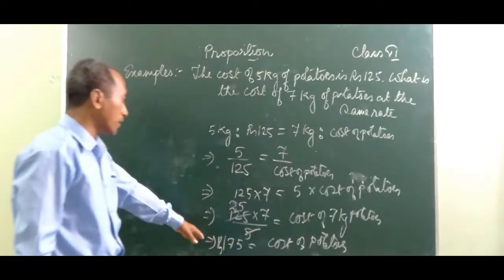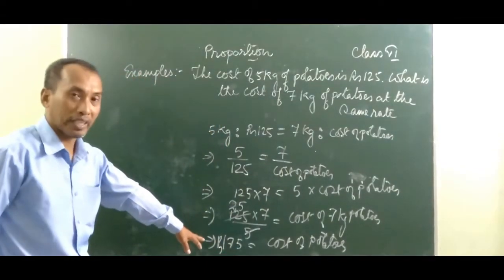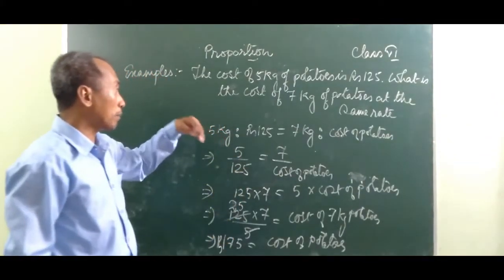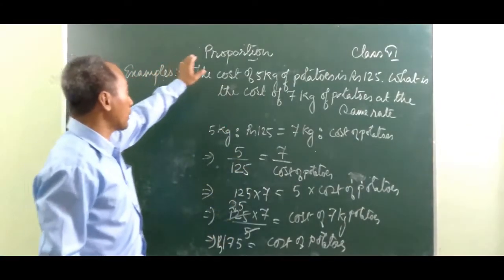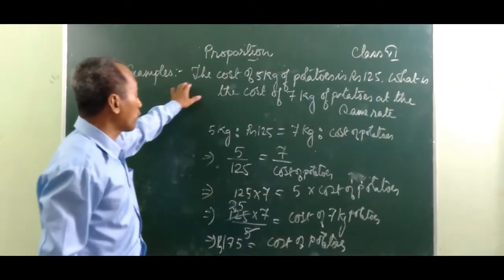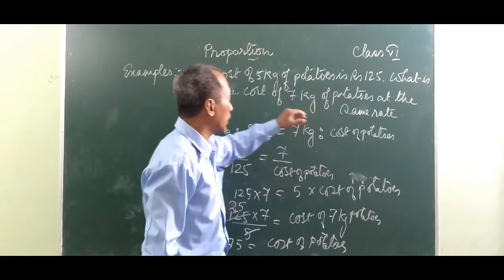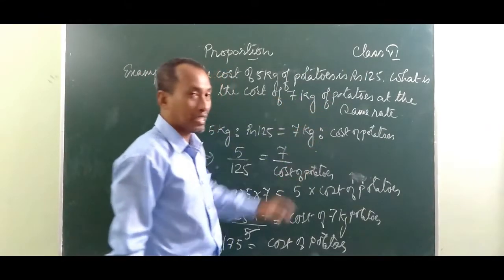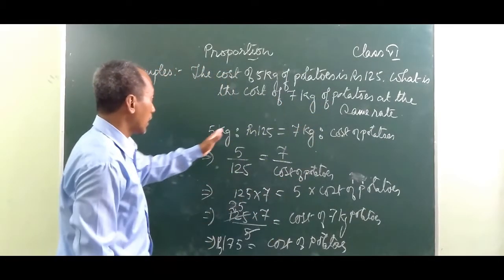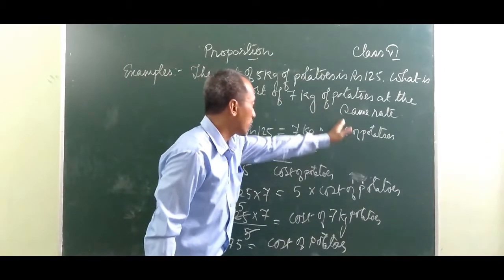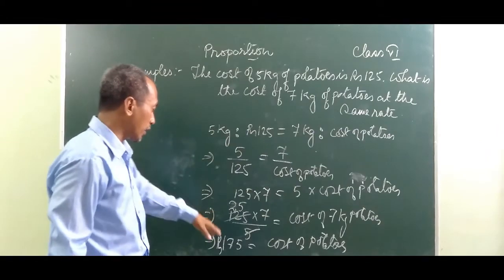So how much does it cost? 7 kg potatoes cost 175. So in our day-to-day life, without applying the unitary method, just by applying proportion, we can find out the cost. If we know the cost of 5 kg potatoes, we can find out the cost of 7 kg potatoes by multiplying the two means and multiplying the two extremes, and we can find out the required cost.